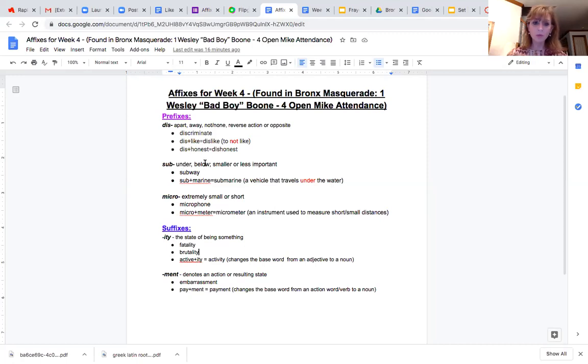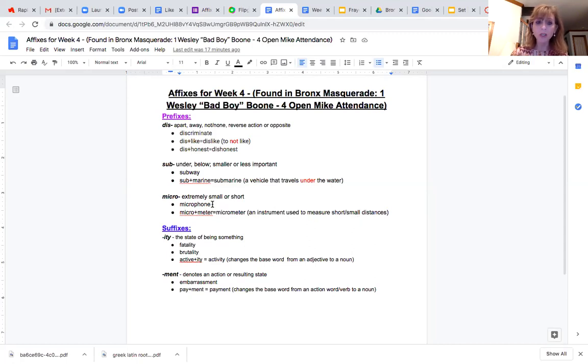So a sub person. And then we have next our last prefix, micro, which means extremely small or short. Our example from the story is microphone. And another example could be micrometer. In this case, I broke it down for you. You see micro means small. Meter is a type of instrument. So in this case, a micrometer then is an instrument used to measure short or small distances.